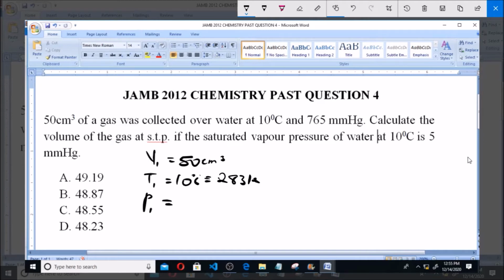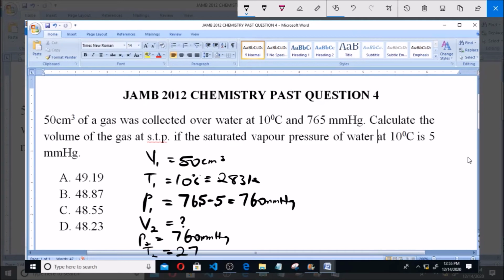10 degrees Celsius is 5, it simply means that P1 will be equals to what? 765 millimeter mercury minus 5, and that is equals to 760 millimeter mercury. Now V2 is what we are looking for. P2 at STP, standard pressure, is 760 millimeter mercury, and then standard temperature T2 is equals to 273 Kelvin.